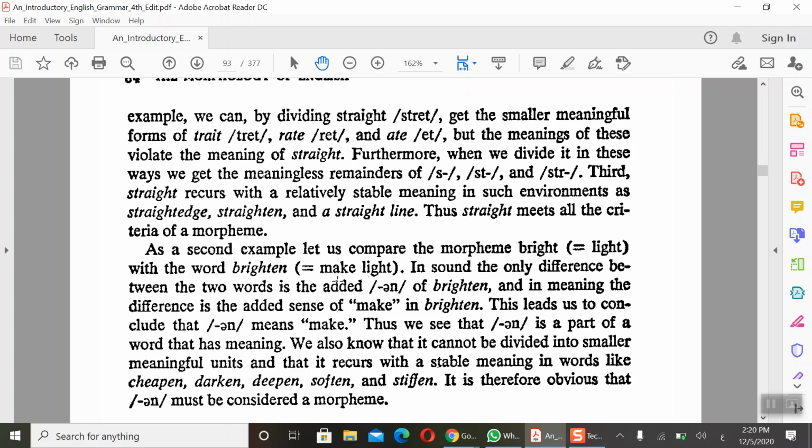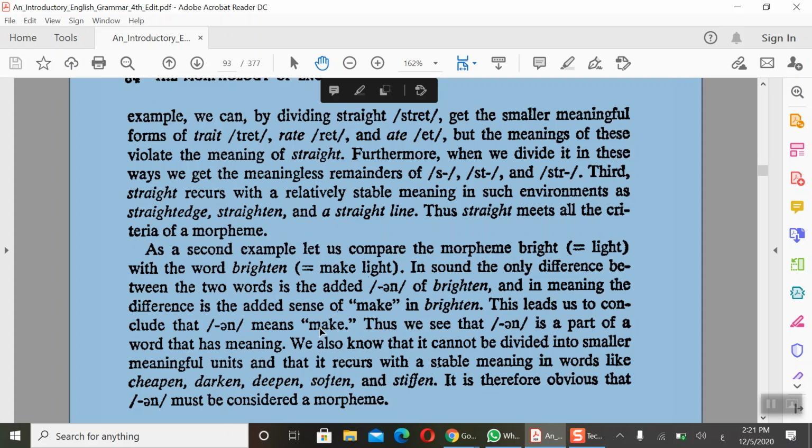We say wide, and widen, adding en at the end, means make it wide. So here en is what? Morpheme or not? Let's see one by one. In sound, the only difference between the two words is the added en. And in meaning, the difference is the added sense of make, as I explained above in bright. This leads us to conclude that en means make.